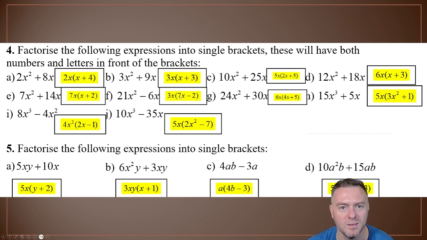3x can go into both of these, you got 7x minus 2. 6x, so you got 6x bracket 4x plus 5. 5x, and you got 5x bracket x squared plus 1. 4x squared, so you got 2x minus 1. 5x bracket 2x squared minus 7. 5x, so then you got y plus 2. And then this one here is a little bit trickier. So you got 3 can go in both of these, then just 1x, and then a y. So that leaves you an x out here, and then plus 1.